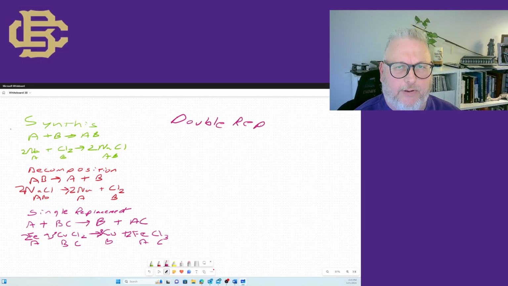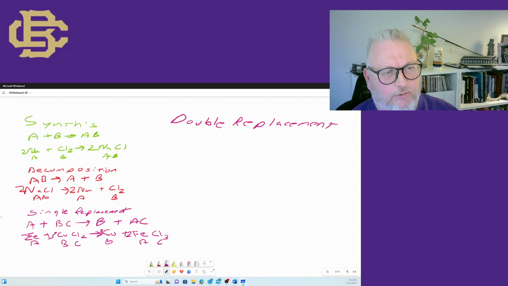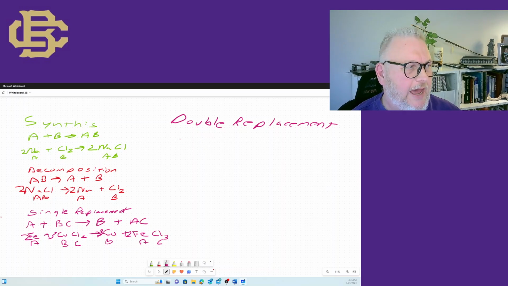Similar to the single replacement, a little bit more complicated, but I think this is the easier one to identify. Here, on the single replacement, you got one thing all by itself on the reactant side. Then you have something together. Then you have something different all by itself on the product side, and then something together. Here you've got a very big reactant, you've got very big products, right?